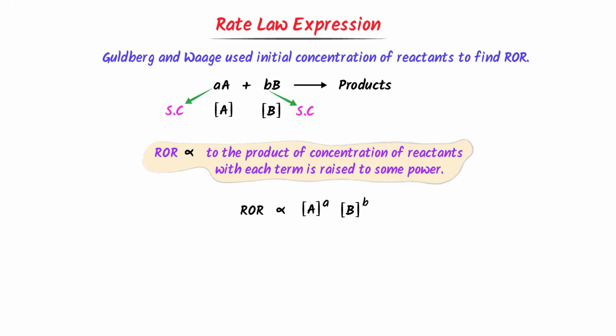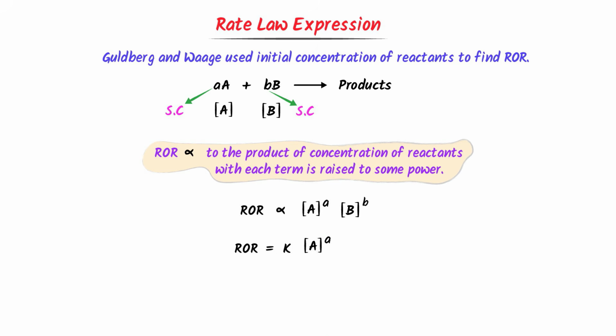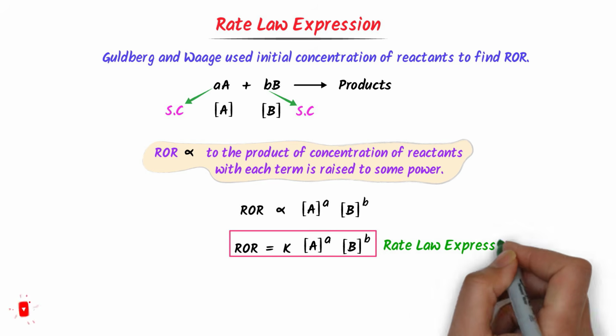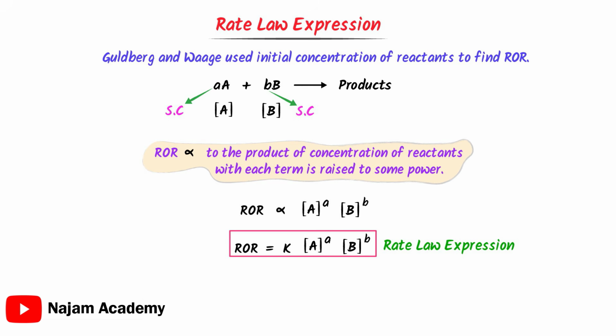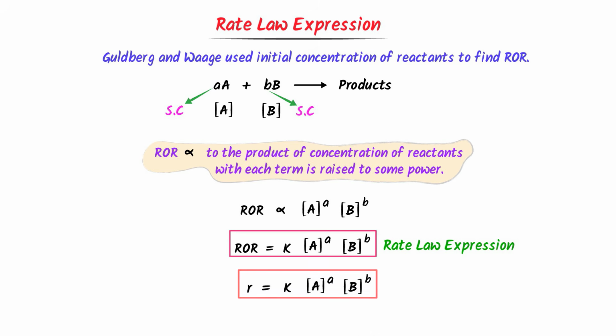Now to eliminate the sign of proportionality, we need to put some sort of constant. I write rate of a reaction is equal to K into concentration of A raised to its stoichiometric coefficient into concentration of B raised to its stoichiometric coefficient. This equation is known as rate law expression. Remember that instead of ROR, I will write R in this whole lecture for rate of reaction.